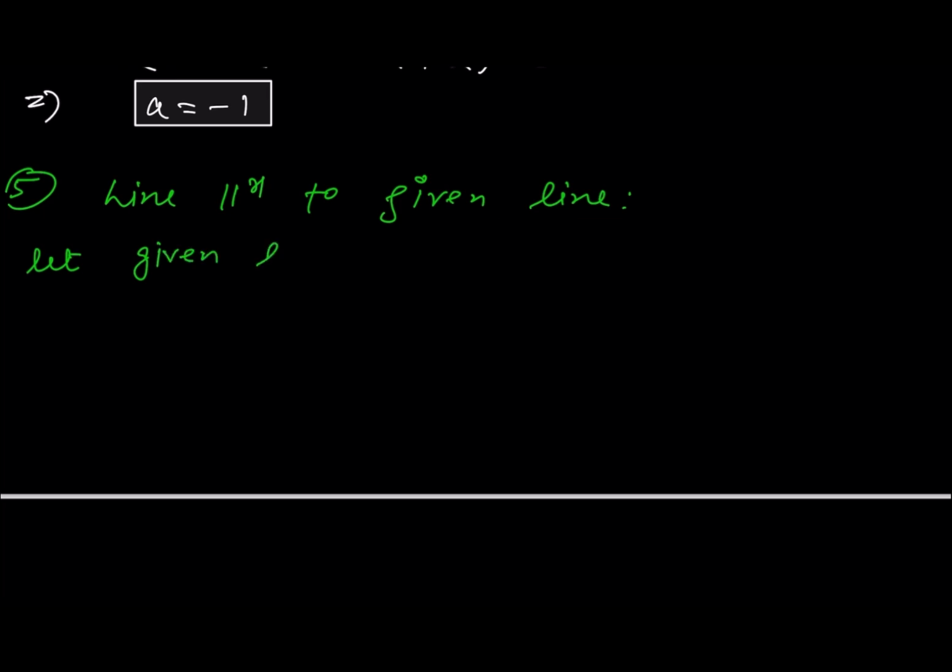Now again note continued. Fifth note is line parallel to a given line. In this we will write, let the given line be ax plus by plus c is equal to 0.